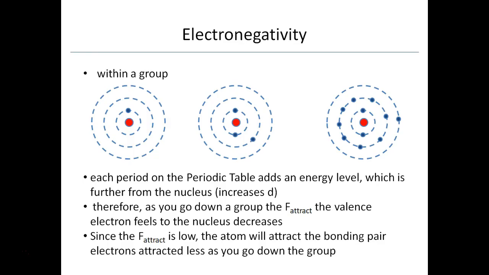Okay. Well, like our other trends within a group, the difference is due to distance. As I go down my group, I increase the distance to my valence electrons, so I have a lower force of attraction. So therefore, since my force of attraction to the valence electron is lower, then my force of attraction to a bonding pair of electrons, so I'm going to have another atom come here and share, and then it would share the two electrons, that attraction will also be lower. Whereas if my distance is smaller and I have another atom come and now they're going to share two electrons, since the d is smaller, it's going to have a higher force of attraction. It's going to be able to attract those bonding pair electrons more.